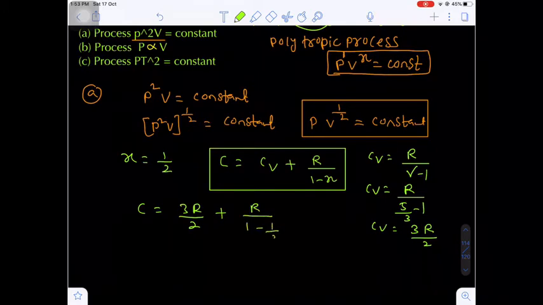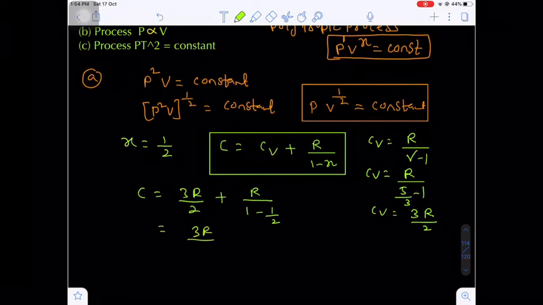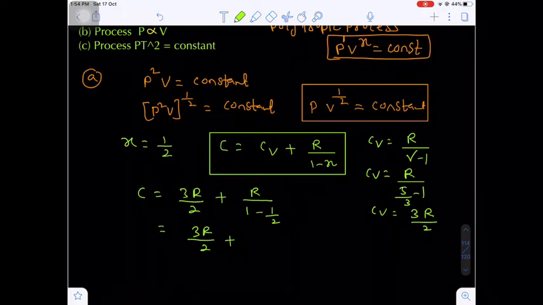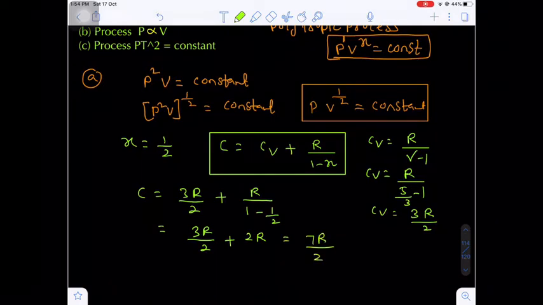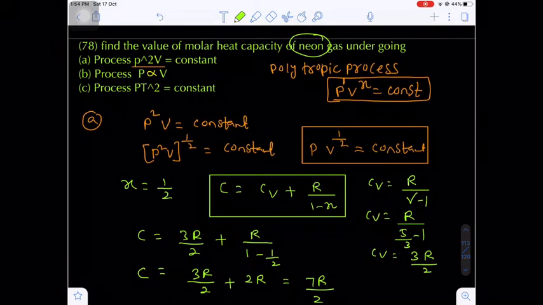What is the x value? 1 by 2. So 3R by 2, I am writing as it is. Now in the denominator 1 minus 1 by 2 will be 1 by 2. So 1 by 2 goes to the numerator and becomes 2 by 1, so 2R. Are you getting it? 3R by 2 plus 2R will be nothing but 7R by 2. This is the molar heat capacity regarding the first process. Are you getting my point?